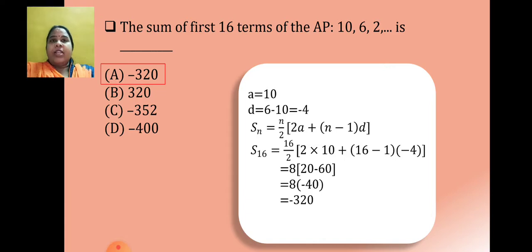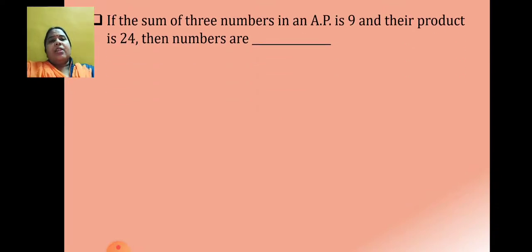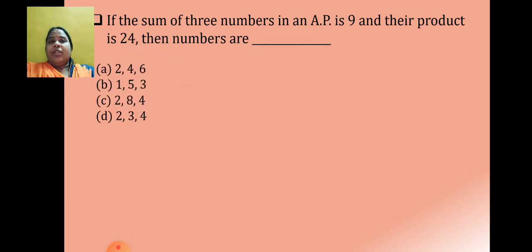I hope you are understanding the pattern now. Let us move to the next question. The next question is this. If the sum of the first 3 terms in an AP is 9 and their product is 24, then the numbers are dash. Okay, now this is a lengthy question. The options are 246, 153, 284, 234. Now out of this, which one is the correct one?